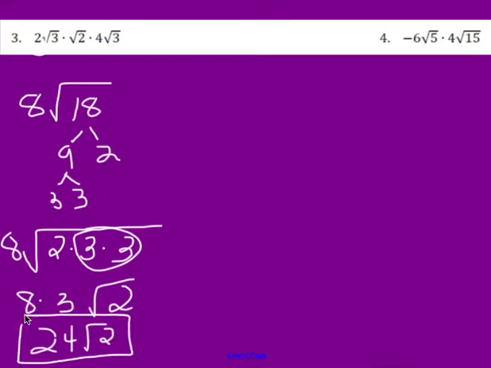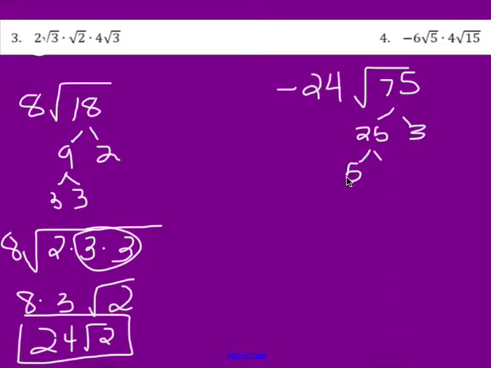Taking a look at number 4, I'm going to take negative 6 times negative 4. That's going to give me negative 24. Then I'm going to take 5 times 15, and that's going to give me 75. So I'm going to take a look at dividing 75 in a way that's going to give me a perfect square. Well, I know 25 goes into 75, so I'm going to use 25 and 3. So 25 breaks down to 5 and 5.